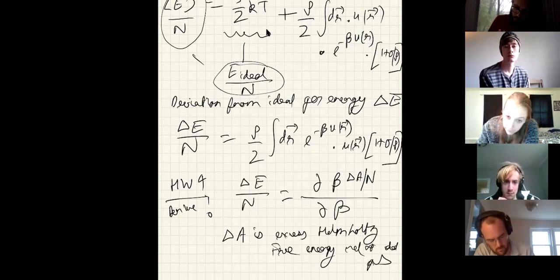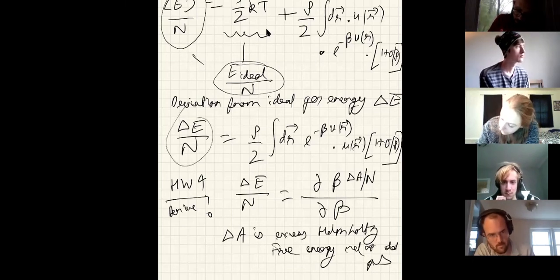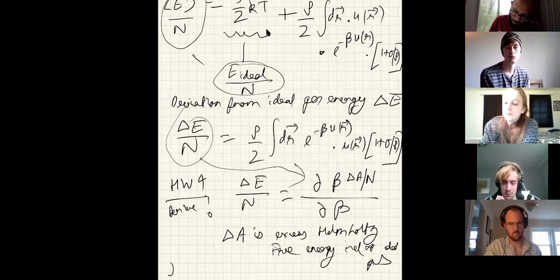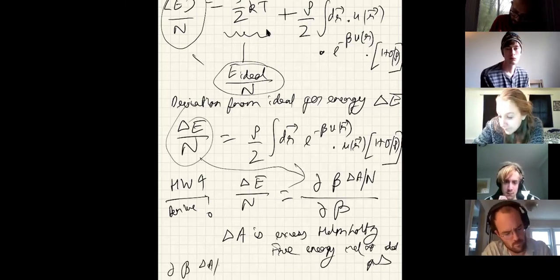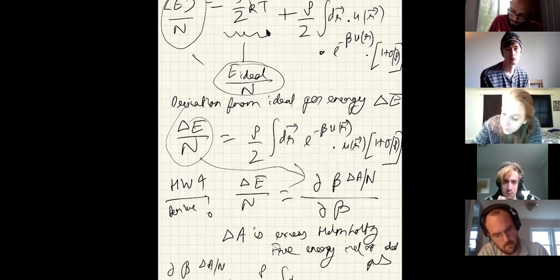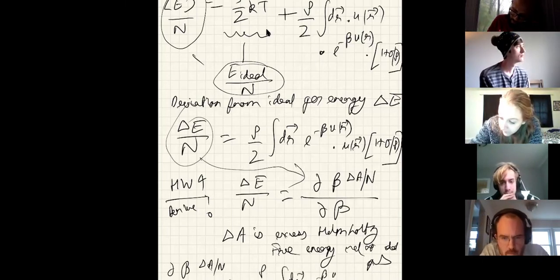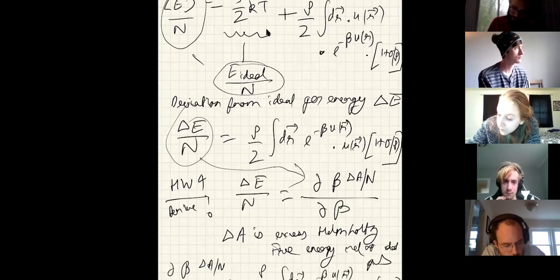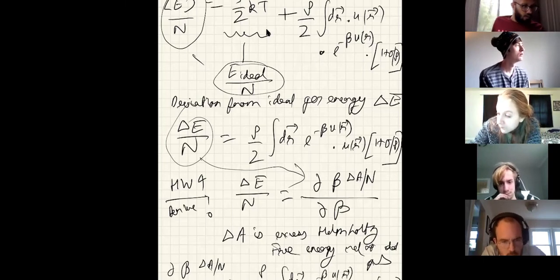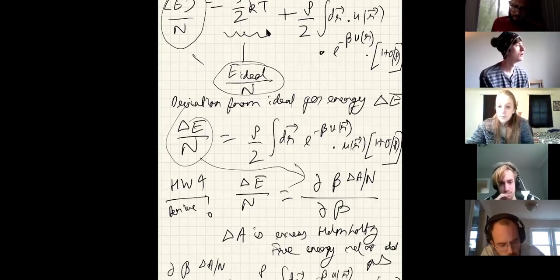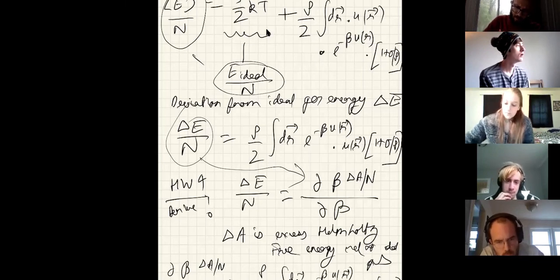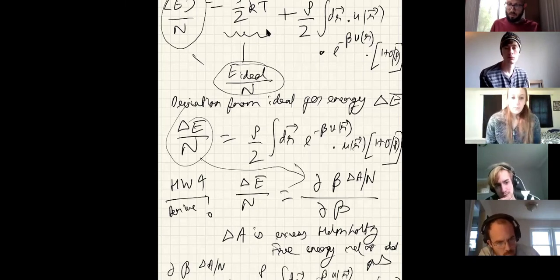So we can use this equation on the left-hand side over here. We can substitute it with this one, and we get partial beta delta A by N by partial beta is equal to rho by 2 integral dr e to the power minus beta u of r multiplied by u of r, 1 plus order of density. I don't want to go further because it's interesting. So next time I will start from this slide, this note, and continue this integration. What we are going to do now is to integrate in temperature, integrate both sides.